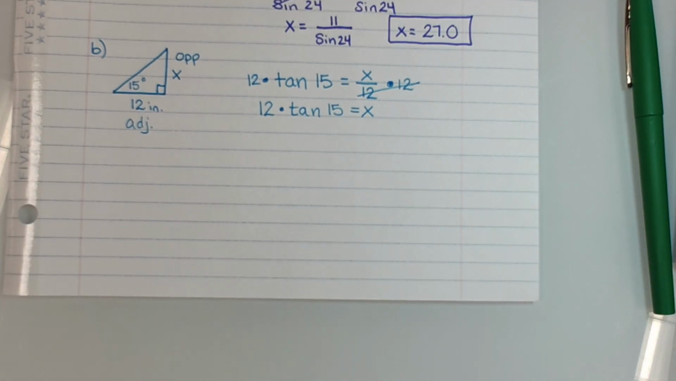Do not multiply the 12 and the 15. They do not multiply together. The 15 is stuck inside of tangent. At this point, you just type it into your calculator as written.